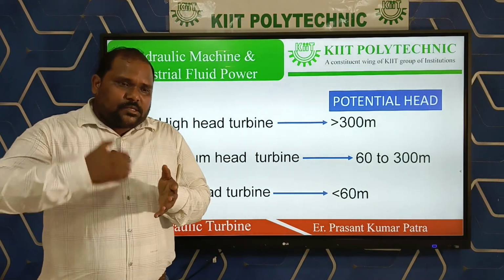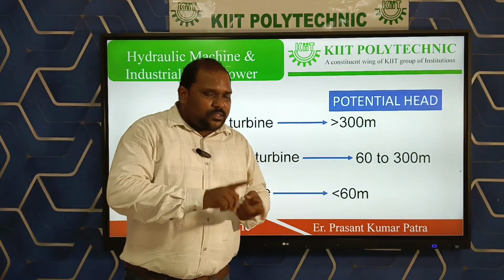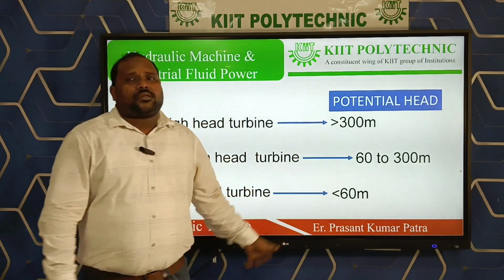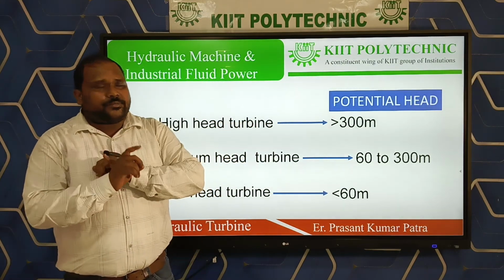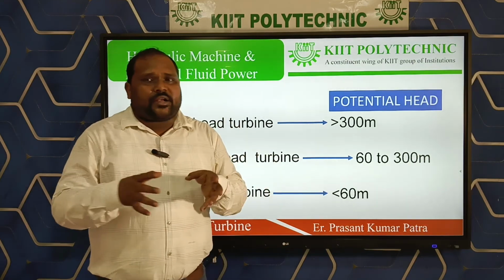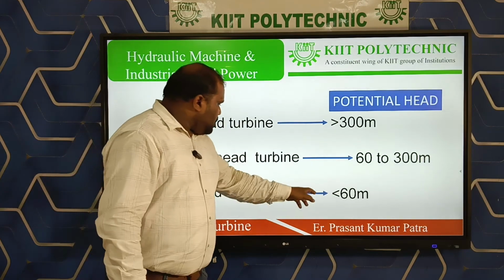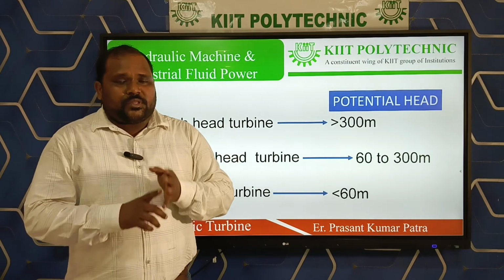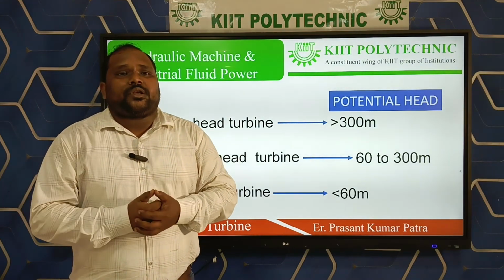So in case of the different heads, we have to vary the discharge. So what will be the discharge in case of the three turbines? If the head is very high, the discharge will be low, first point. If the head is within the range of 60 to 300, then discharge will be in the medium range. Then if the head is less than 60, 10 to 30 whatever, then we need huge quantity of water, as in case of the Kaplan turbine.